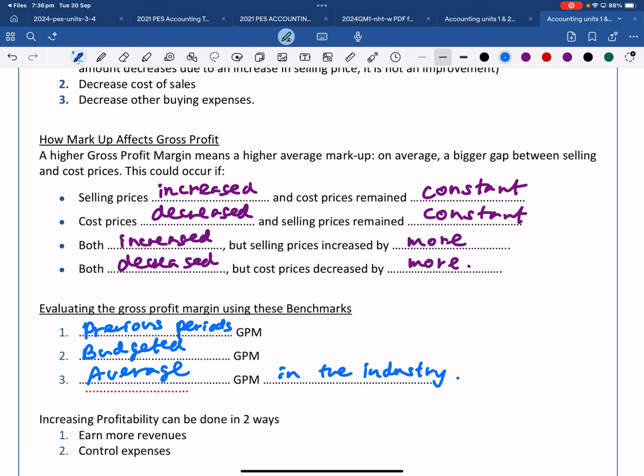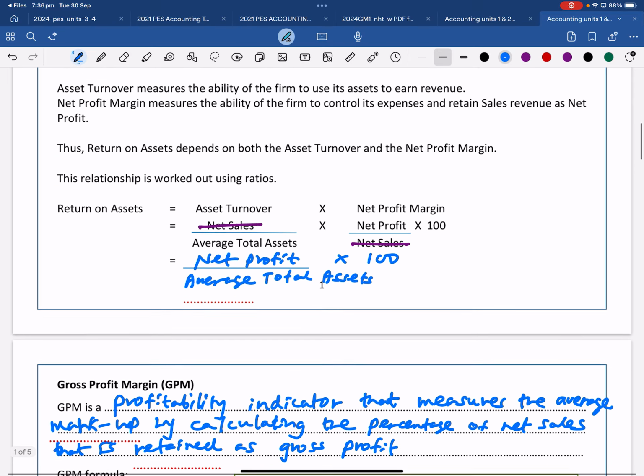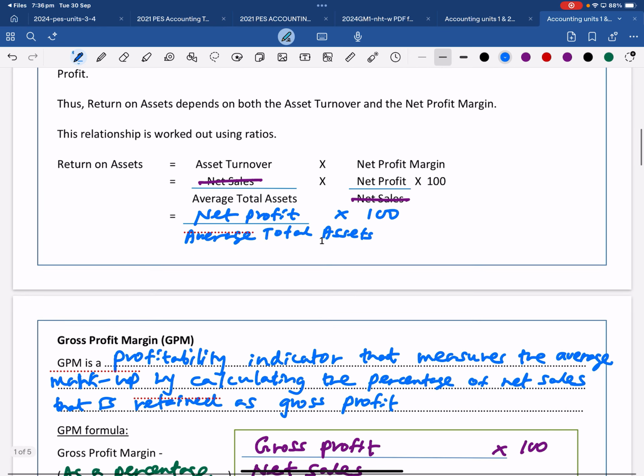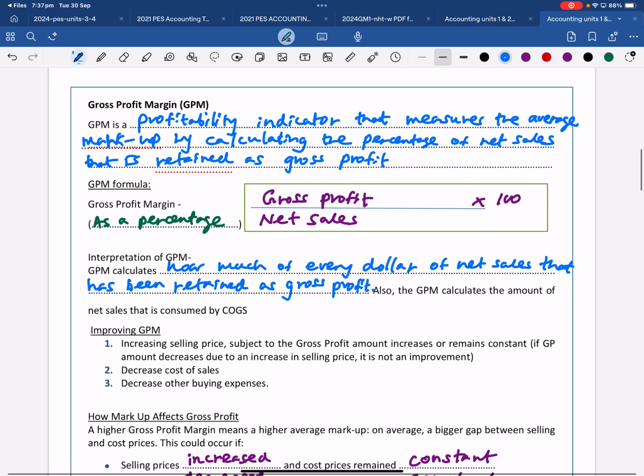Okay guys, out of these two, net profit margin is actually pretty straightforward, no confusions. I can always tell you, the greater the net profit margin, the higher the profitability. But the other thing, guys, is gross profit margin. Gross profit margin is not that straightforward. Gross profit margin, what is it? Also a profitability indicator.